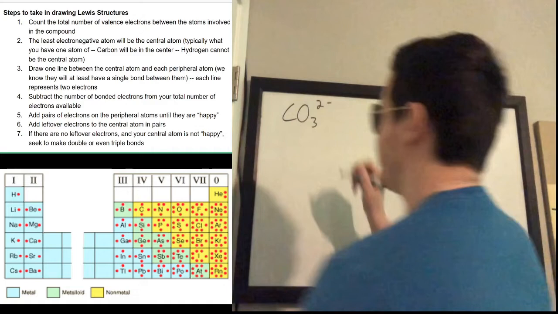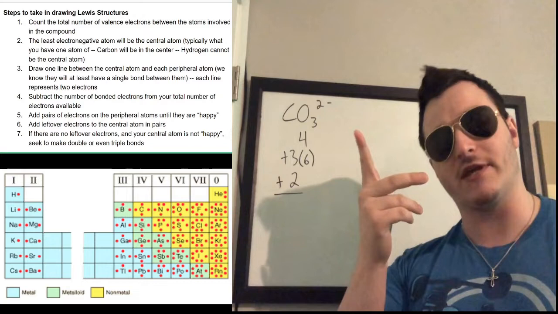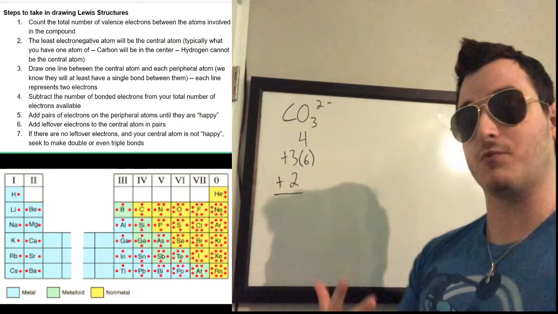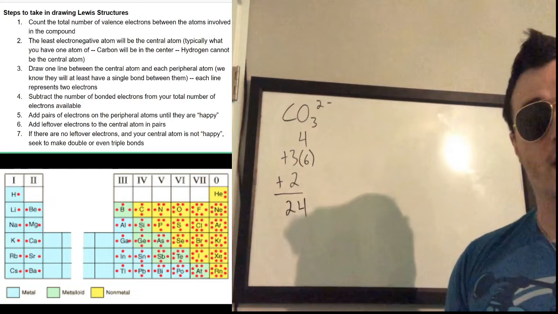4 from carbon, and a total of 18 from my oxygens, and then that 2 from that -2 charge. You have to sort of flip your thinking. Remember, when you gain electrons because they have a negative charge, you will gain a negative charge as well. So we actually add 2 electrons here. We don't subtract 2. So 4 plus 18 is 22, plus 2 is 24. If we did not add those electrons, we would run into issues with our final structure here shortly.